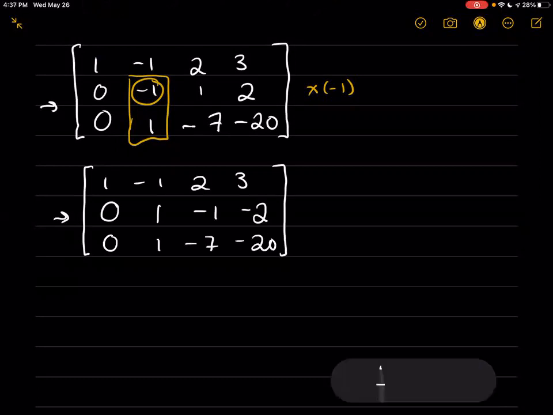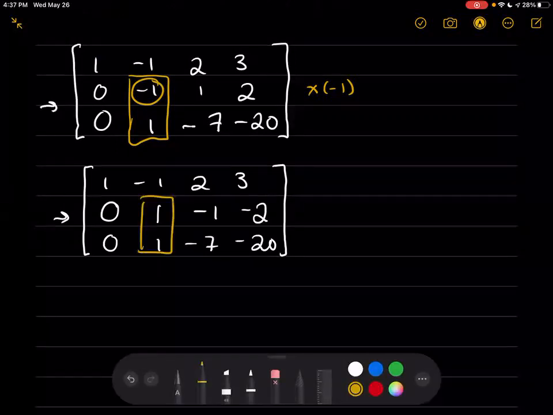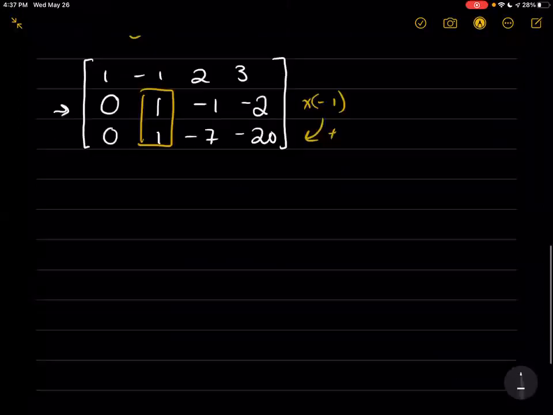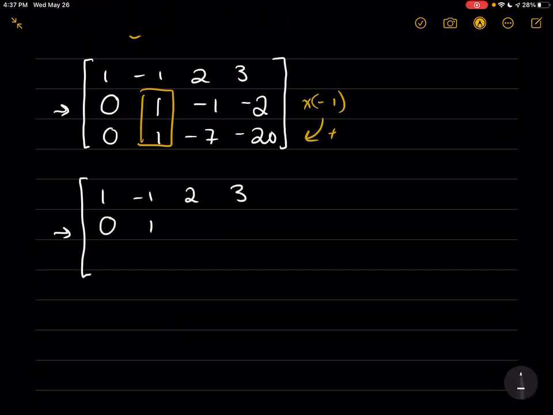Okay, so now looking back at that little square right there, I want to take the one in the middle row and I want to use it to cancel out the one in the bottom row. So I'm going to multiply this by -1 and add it to that one right there. So when we do that, top row stays the same. The middle row also stays the same.